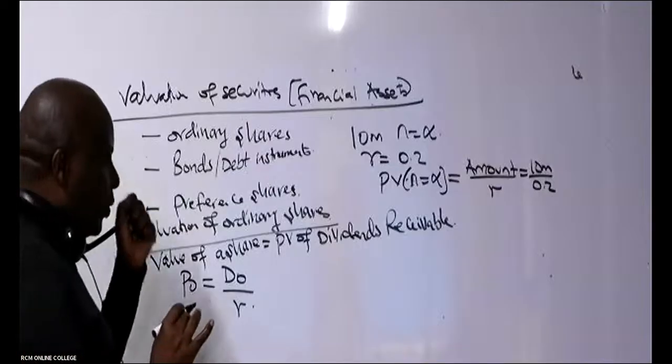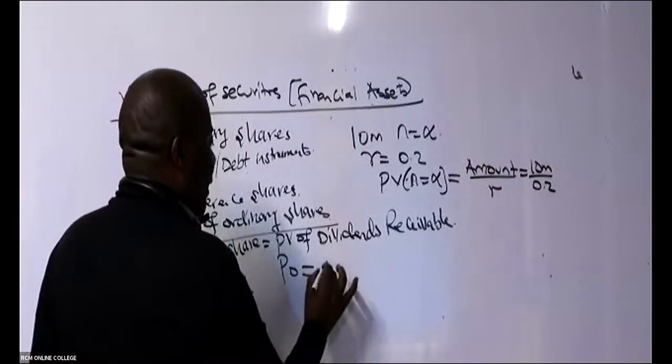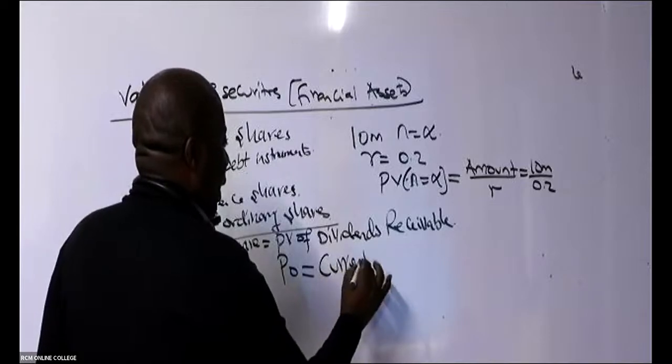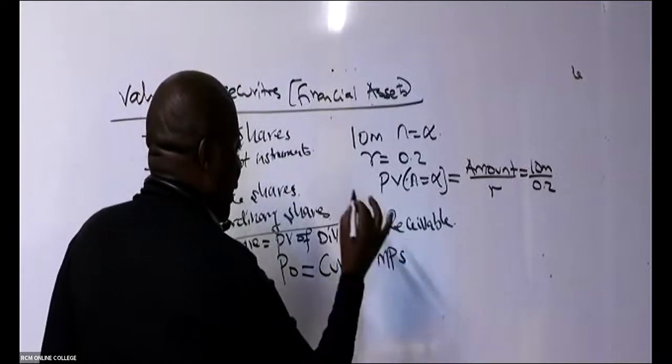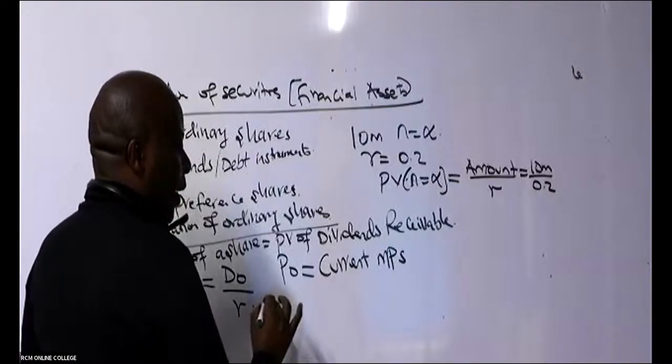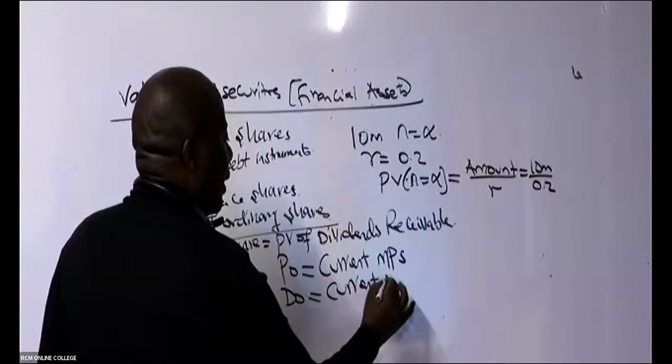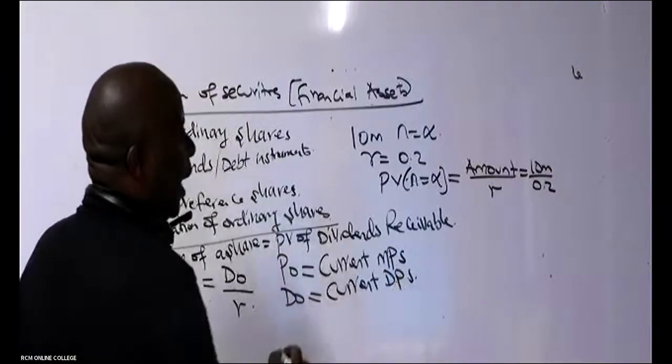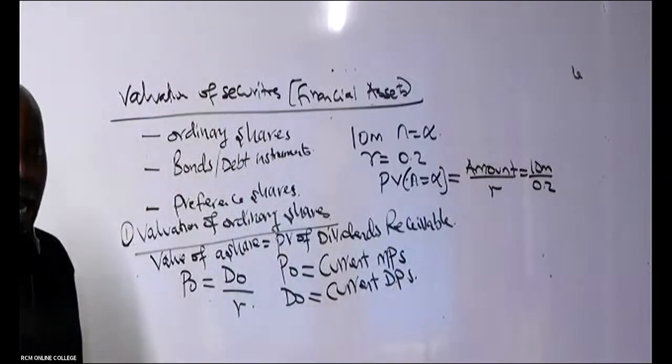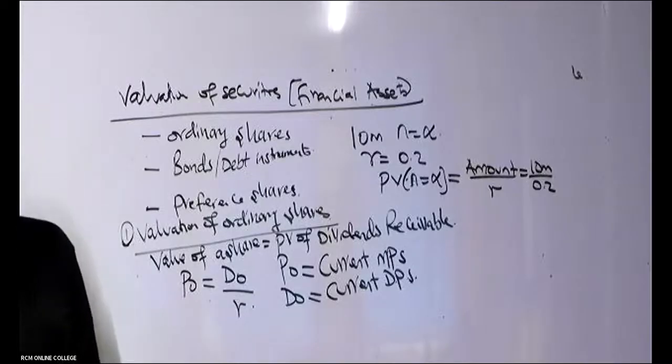So in this case, we have P0. The 0 means current. P0 is the current market price per share. D0 stands for current dividends per share.